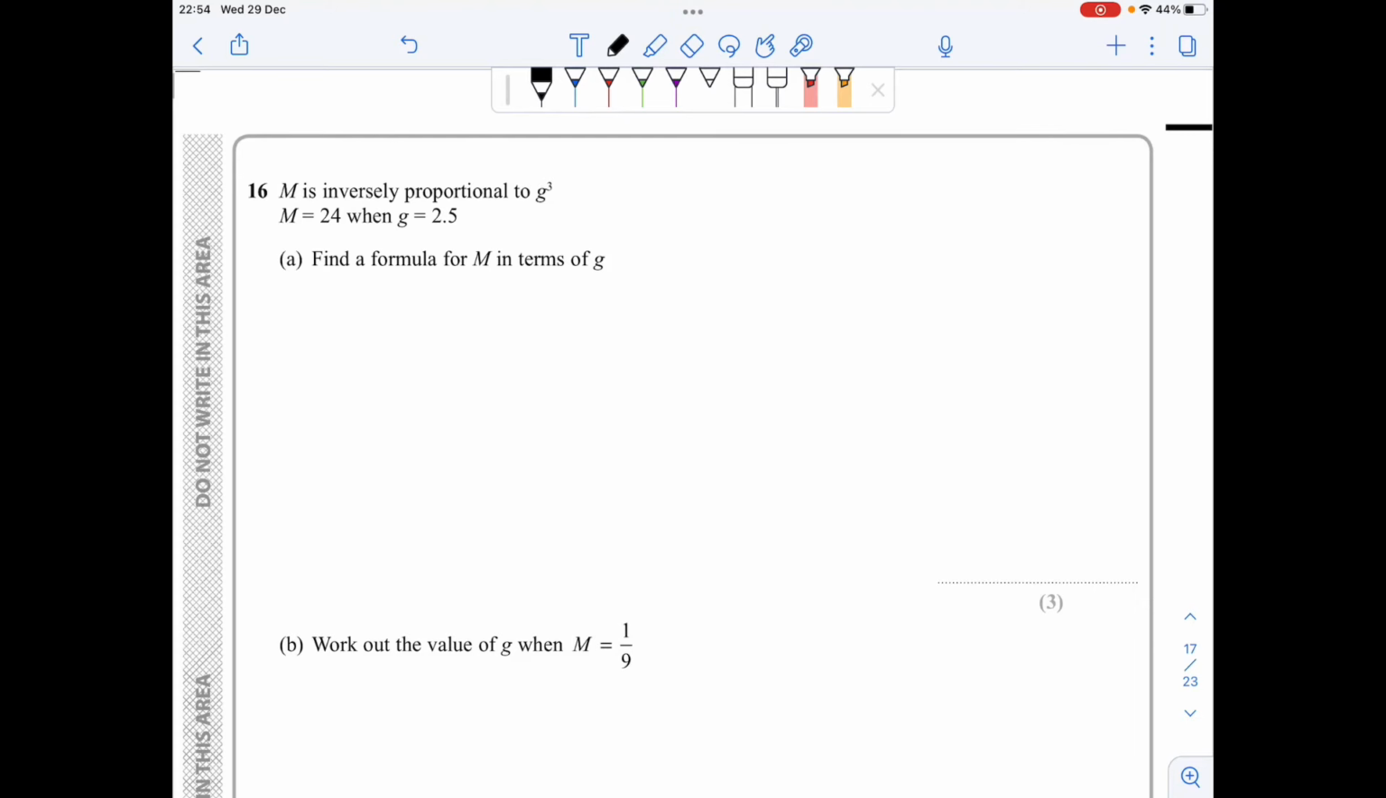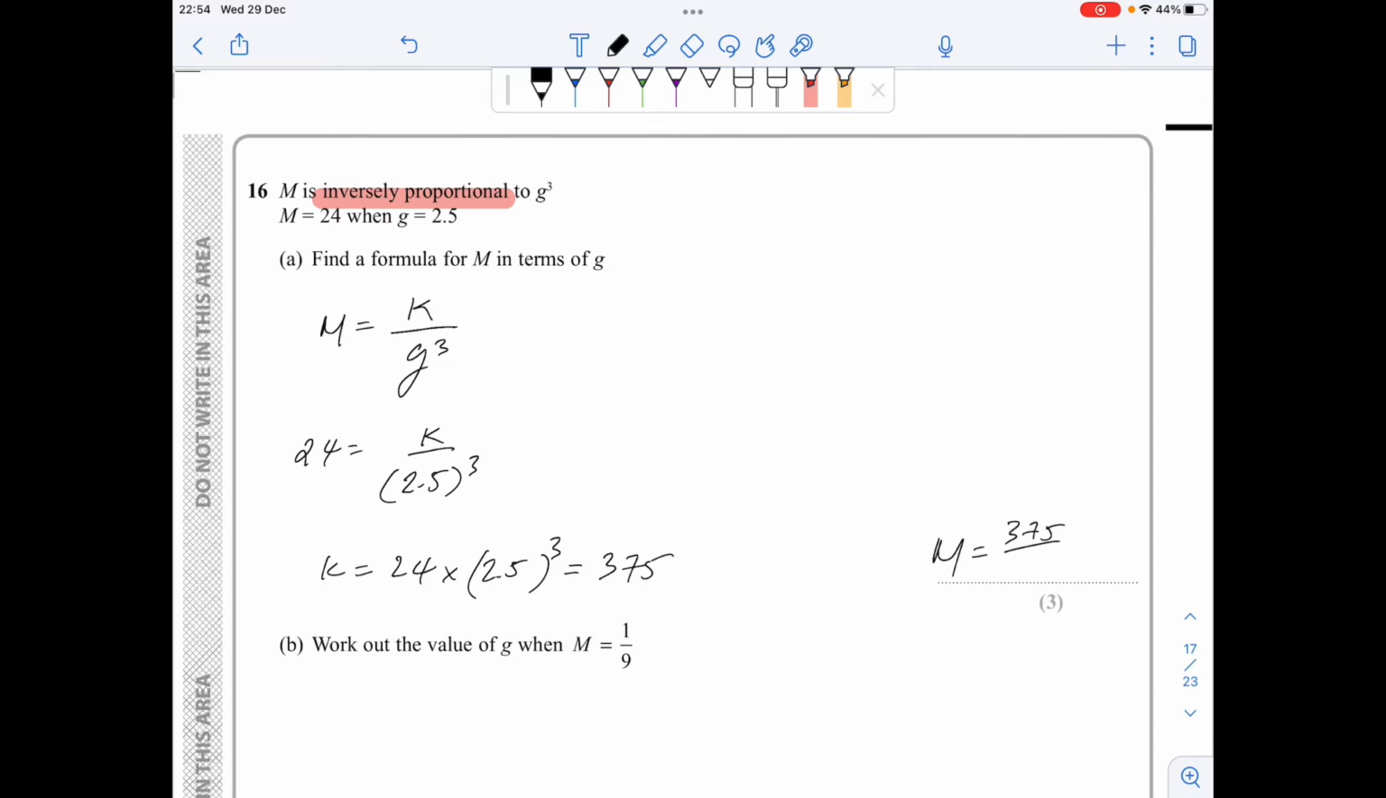So in part A, I'll start by writing m equals k, which is the constant of proportionality, over g to the power of 3. The reason it's a fraction is because they are inversely proportional. I'm going to substitute the values. 24 equals k over 2.5 to the power of 3. So k is 24 times 2.5 to the power of 3, which comes out as 375. Now don't forget to write down the formula. m equals 375 over g to the power of 3.